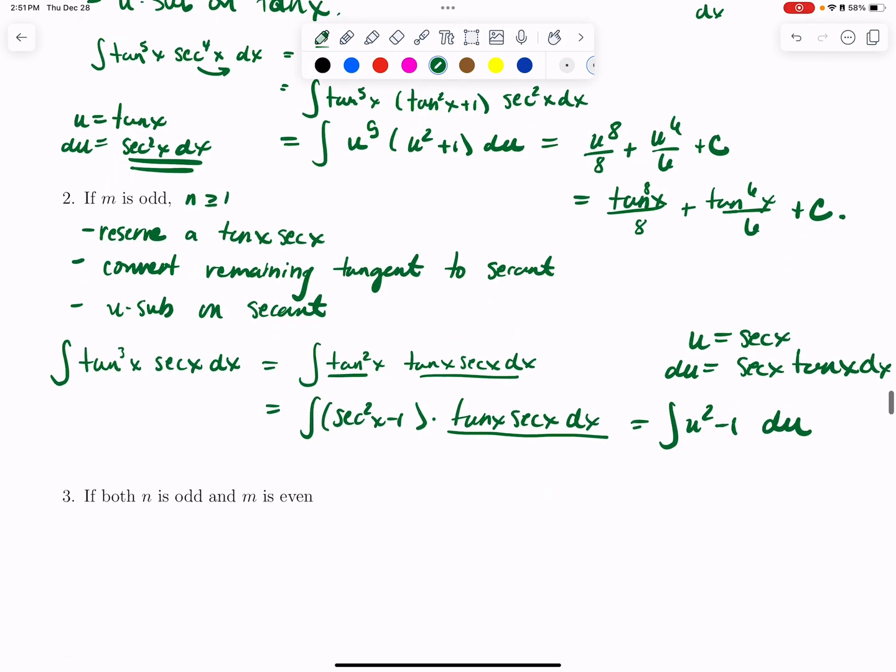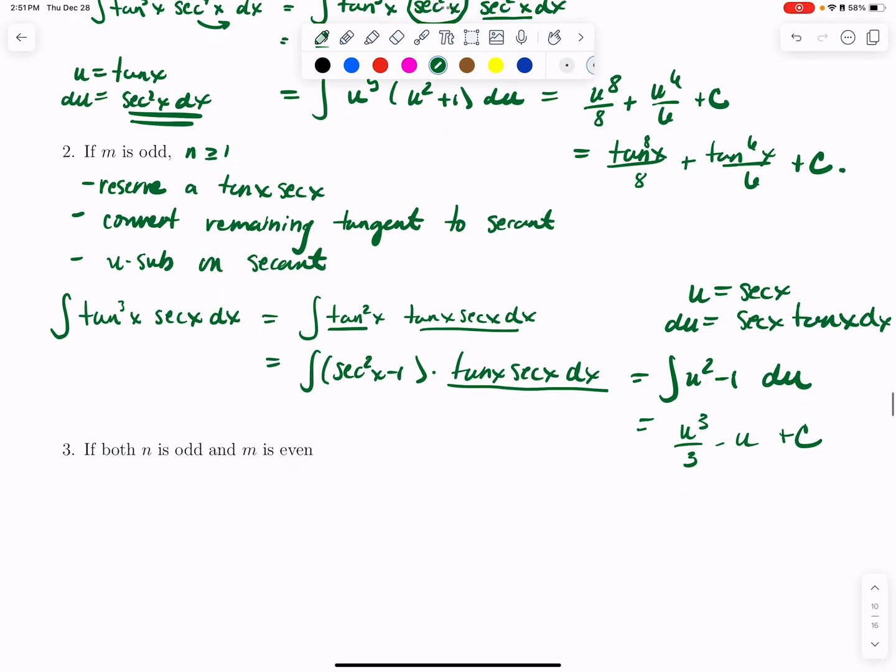And it's just a straight up power rule, right? U cubed over 3 minus u plus c. Replace your u back with the original variable. Secant cubed x over 3 minus secant x plus c. Now those are the two main cases.